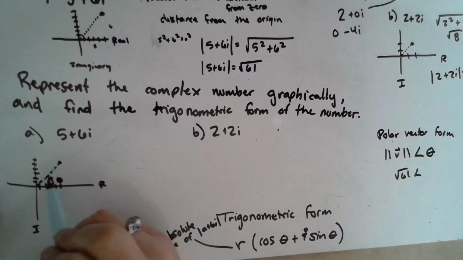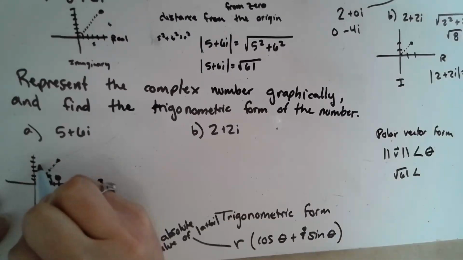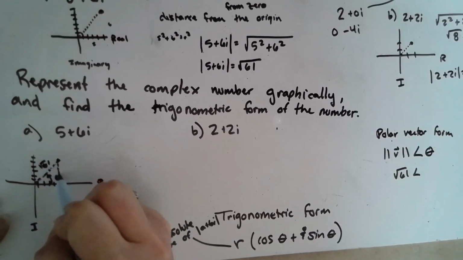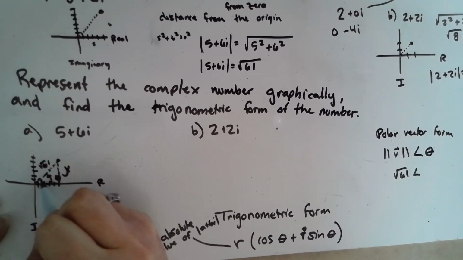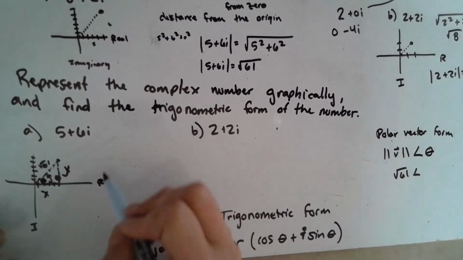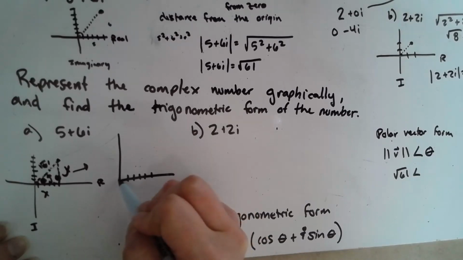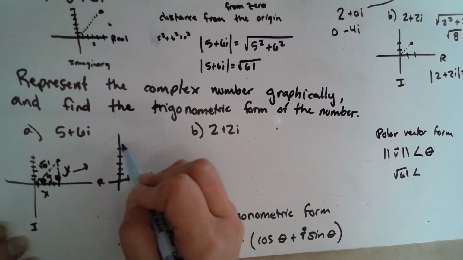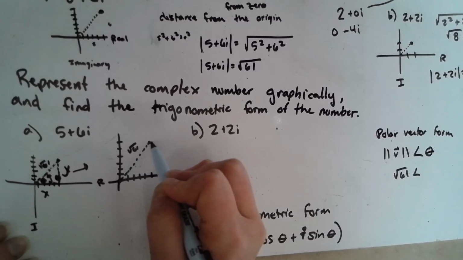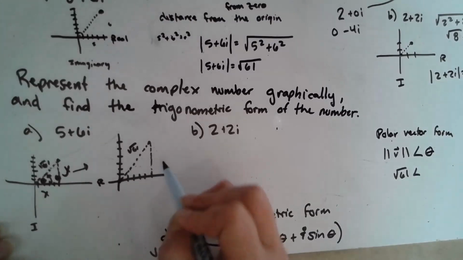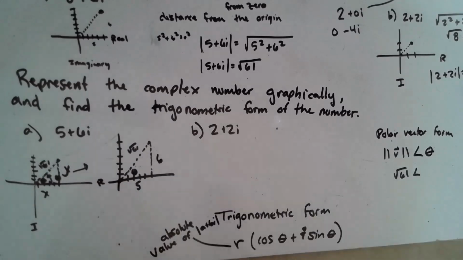let's look at this. We have this as square root 61. And we know that this is like x. Sorry, that's a y, and this is x, and theta is right here. Sorry, let me draw this a little bit bigger. Okay, so this is square root 61. We have our x and y, and we actually know what those are. That's 5, that's 6.